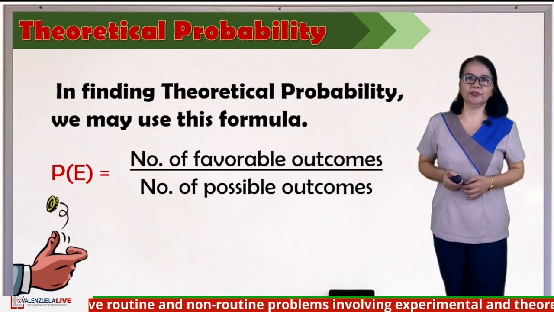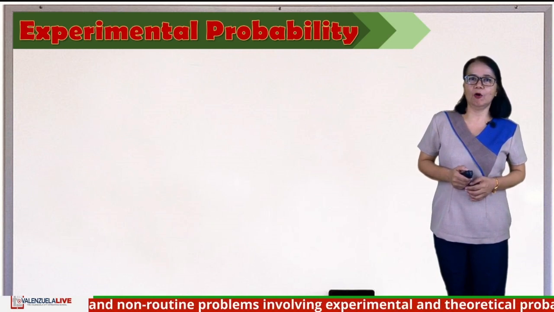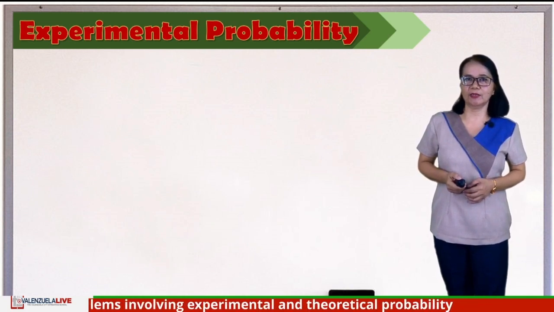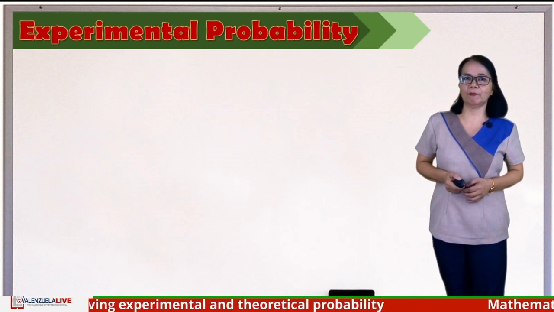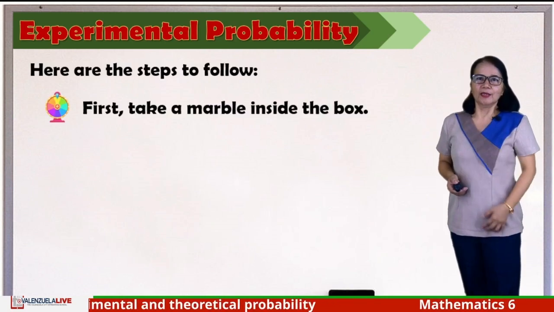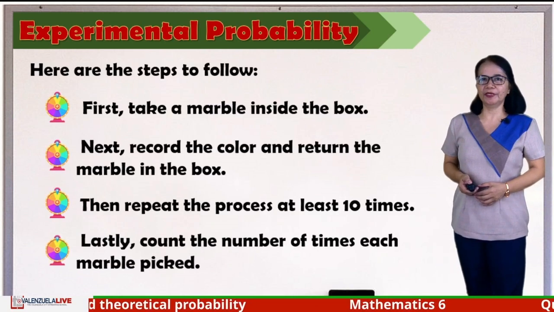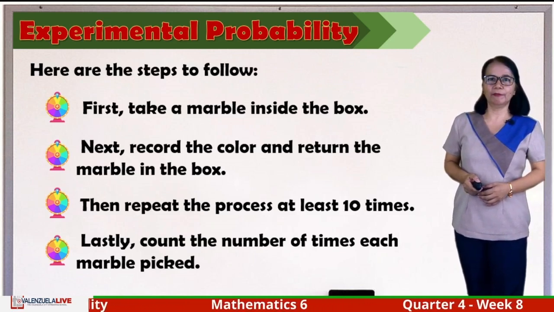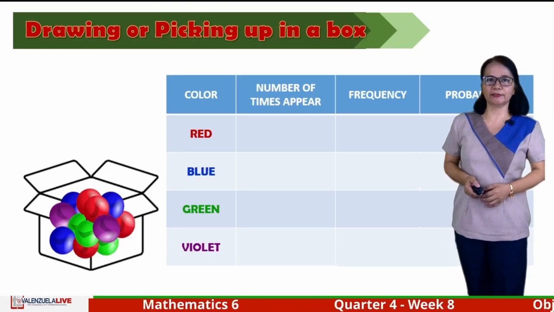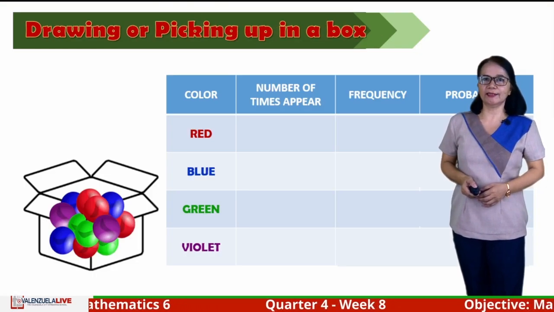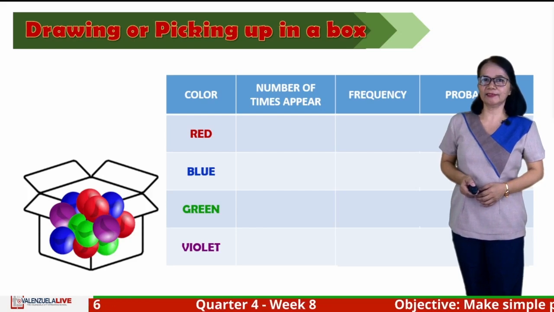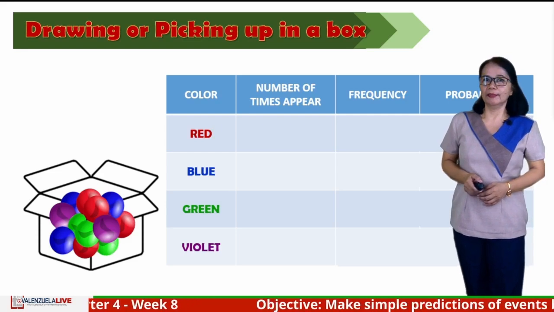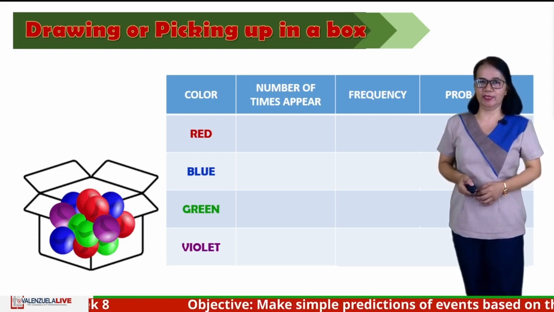Another approach used in finding the probability of an event is through conducting or doing an experiment, which is called experimental probability. Here are the steps to follow. First, take a marble inside the box. Next, record the color and return the marble in the box. Then repeat the process at least 10 times. Lastly, count the number of times each marble is picked. Now, let us perform this activity.